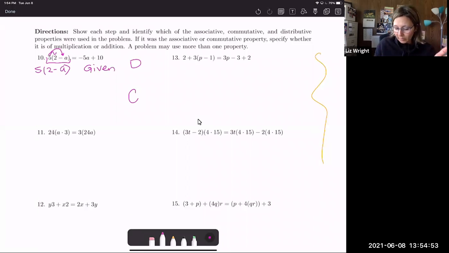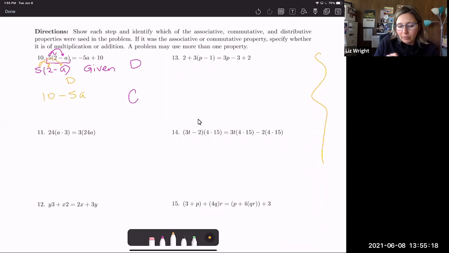That's what you're starting with. Like I said, it's kind of like a proof, a line-by-line proof. Now you're going to show your work. We're going to distribute, and this is going to give us our distributive property. So below it, you can write distributive property took place, which is going to give us 10 minus 5a.